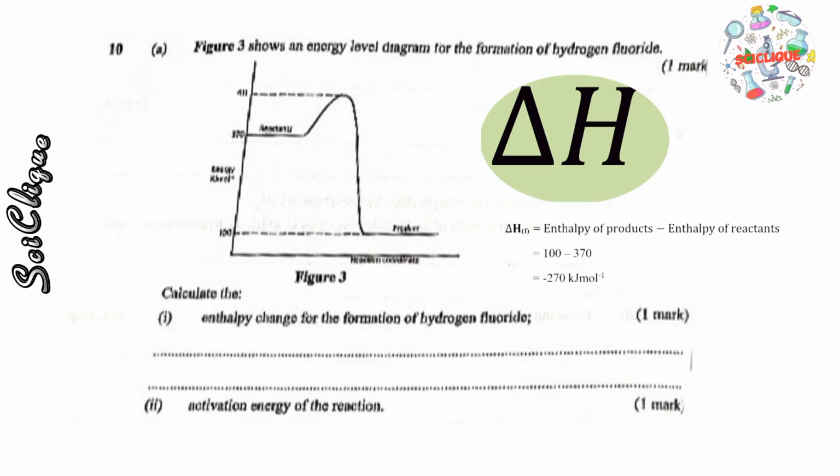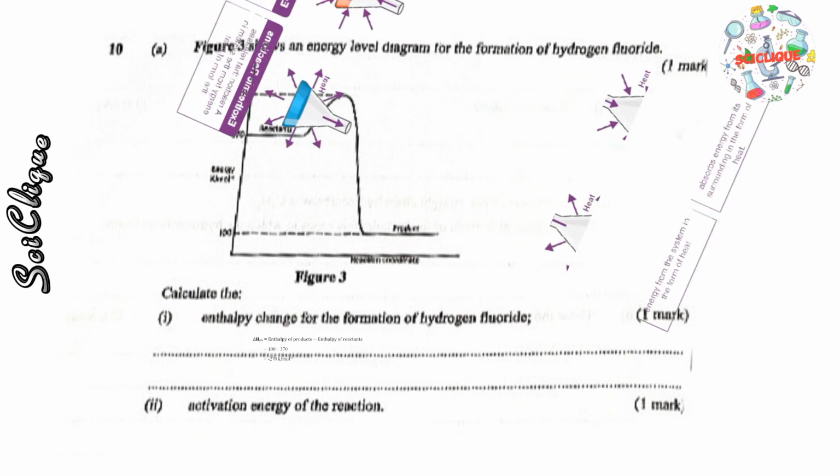This gives us the enthalpy change of formation for hydrogen fluoride. Going back to the graph, the enthalpy of products of course is 100. The enthalpy of reactants is 370. This gives us negative 270 kilojoules per mole. Now let's break down this value. Let's start with the negative sign. The reason why we have this negative sign is because this reaction is exothermic.